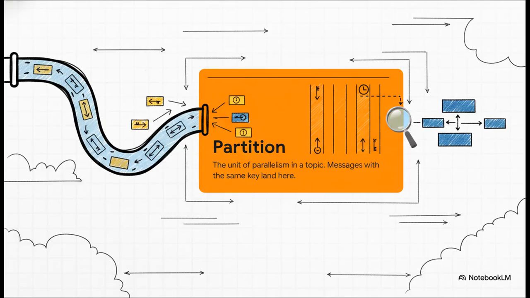Okay, so a topic is simply your named stream, like blog.published. But the real magic? That happens in partitions. A partition is your unit of parallelism. When you publish an event, Kafka uses a partition key, something like a user ID, to decide exactly where it goes. Messages with the same key always land in the same partition. That is exactly how you preserve strict ordering for related events. Then, the offset is just a marker that tracks where a specific consumer group is on that particular partition.